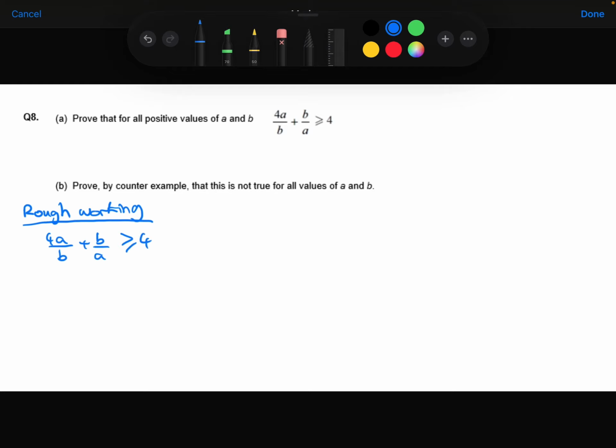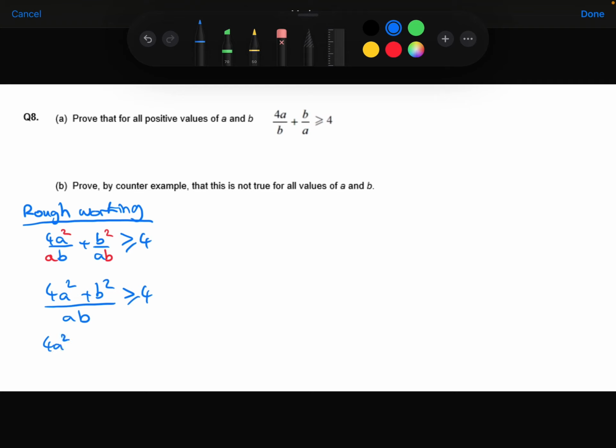Well, I could get a common denominator to bring these two terms together. So that would mean that I'd times the first term by A, and I'd times the second term by B, which would allow me then to say that 4A squared plus B squared over AB is greater than or equal to 4. I'm then going to multiply both sides by AB.